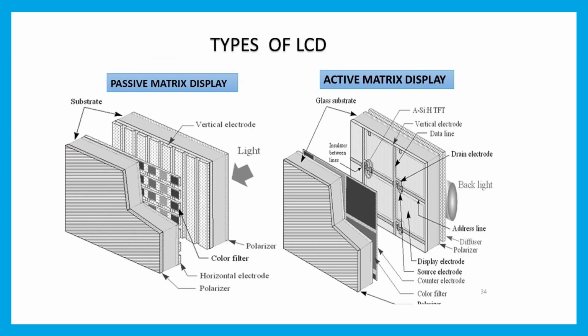Again, here are the two different types of LCD, the passive matrix and the active matrix. And what you really notice is that the active matrix is a little bit more complex, and it has the thin film transistors attached to it.